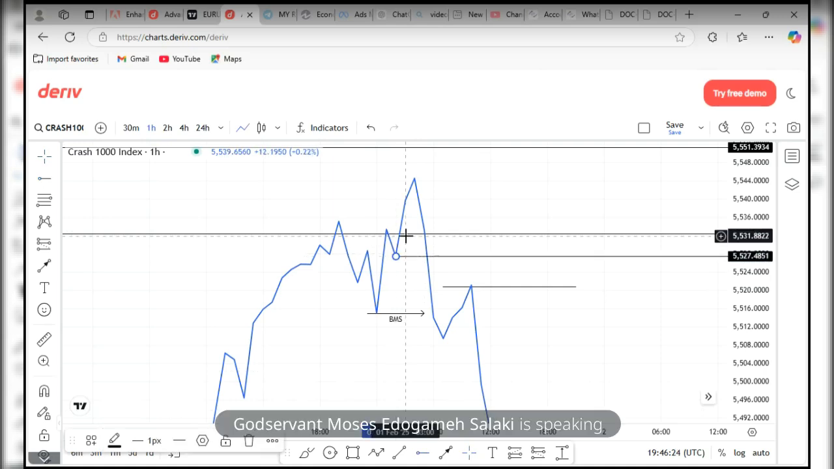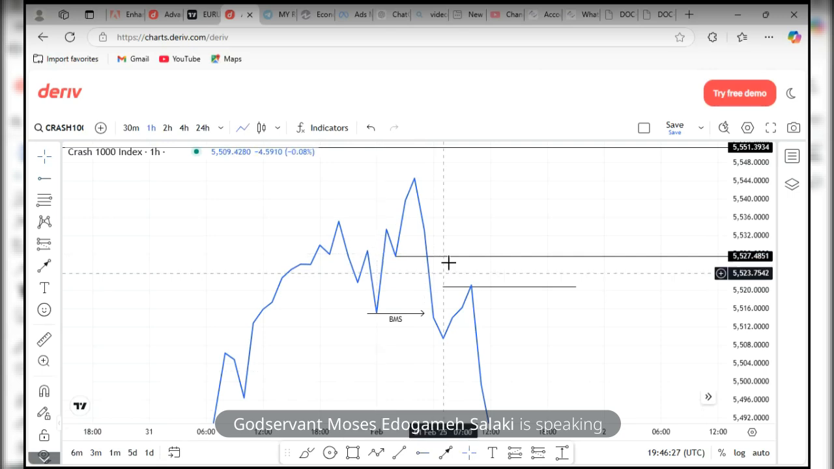So let me remove this. You missed the first entry. This V shape was disrespected. So that was my entry at that V shape. I can still look for the chart and show you it's there. It's there.